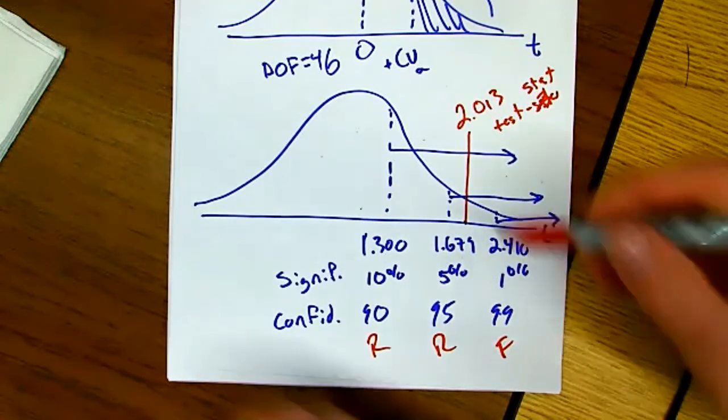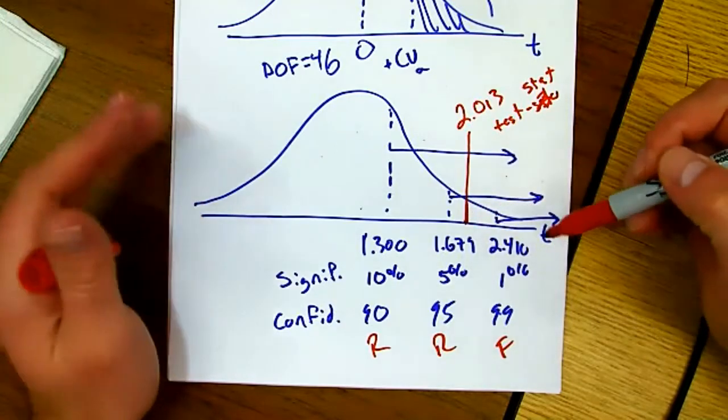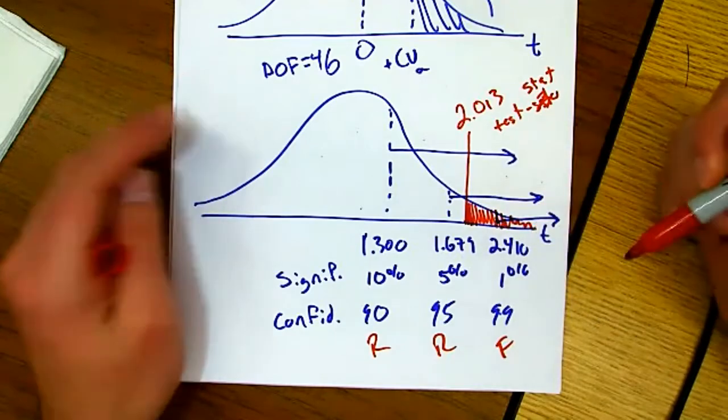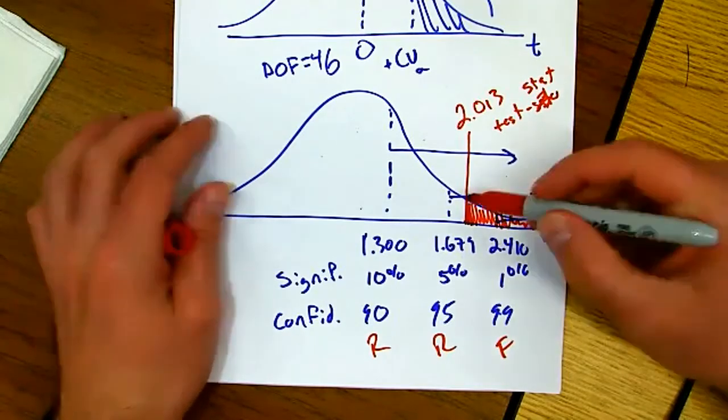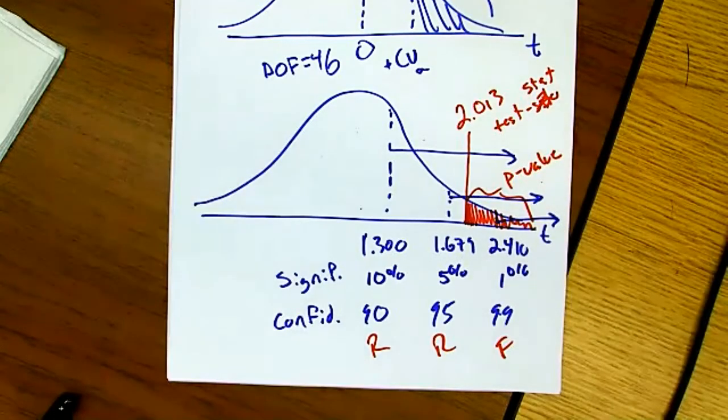Well, the p-value is the probability that I saw the test statistic I did, or something more extreme that goes against the null, which for a right-tailed test is just something that's above it or to the right. So this red shaded area represents my p-value. How do I find that?